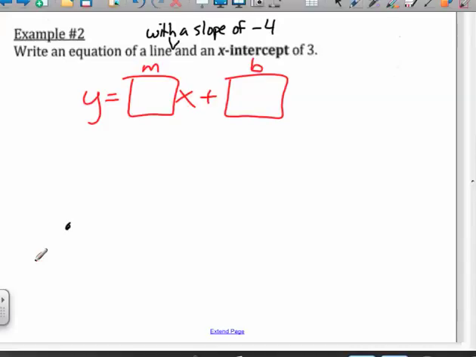But I know that the -4 is going to go in here. I know it has a slope of -4, right? But I don't have the y-intercept. I actually have a different point, and I can use that point to find out what the y-intercept is.